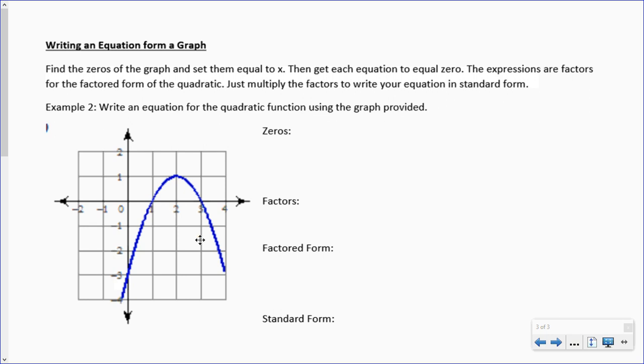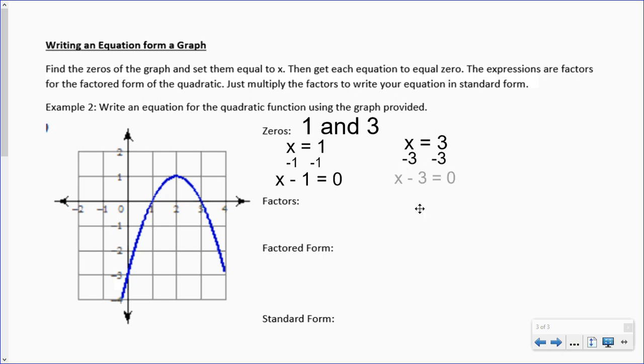So, first I'm going to find the zeros, 1 and 3. That's where it's crossing. I'm then going to say, okay, x equals 1, because that's one of the zeros, and x equals 3. I'm going to work backwards and try to get this to equal 0. So I have to subtract 1 from both sides. That gives me x minus 1 equals 0. And I do the same thing here. I'm going to subtract 3 from both sides. I get x minus 3 equals 0.